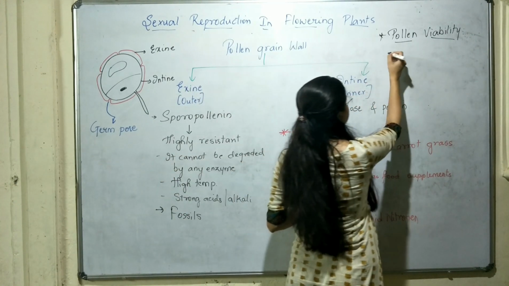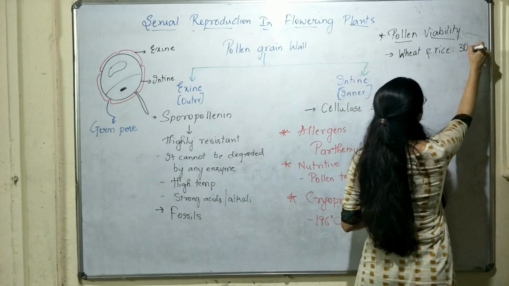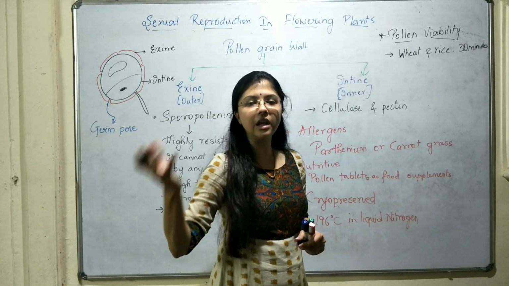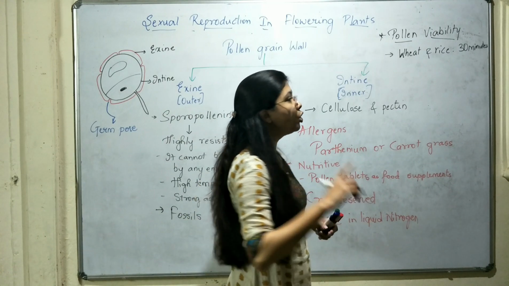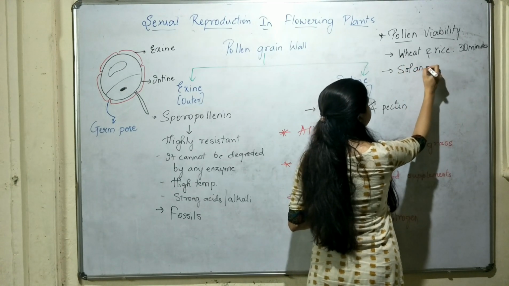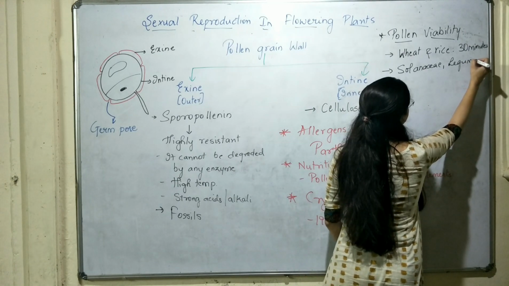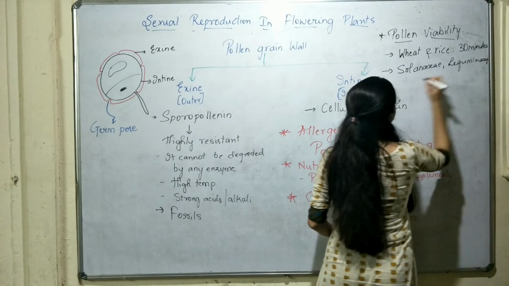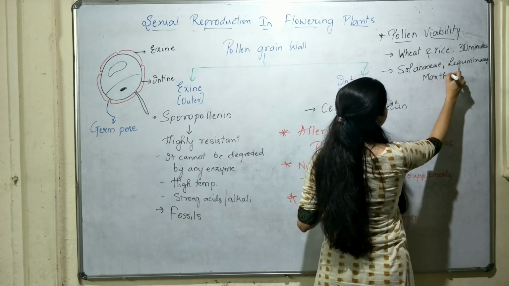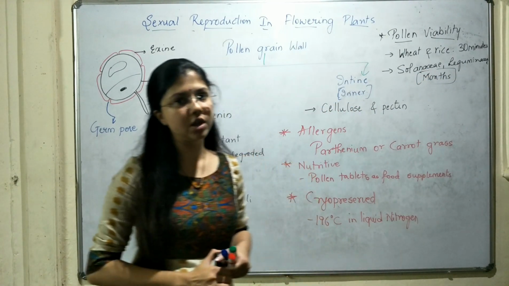For example, the viability of the pollens of wheat and rice is somewhere around 30 minutes. So within 30 minutes of the dehiscence of the anther and carrying it by wind or whatever is the agent, the pollen should land on the stigma. Other families like Solanaceae and Leguminosae, the pollen grains of these families have a viability of certain months. It depends upon the type of the flower and the type of the species belonging to this family.